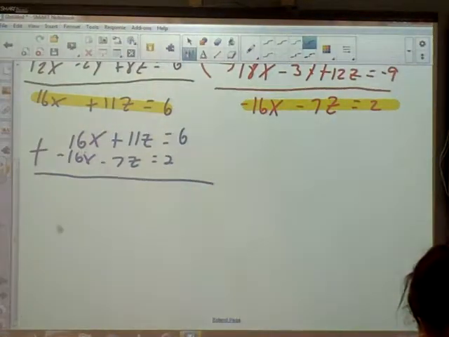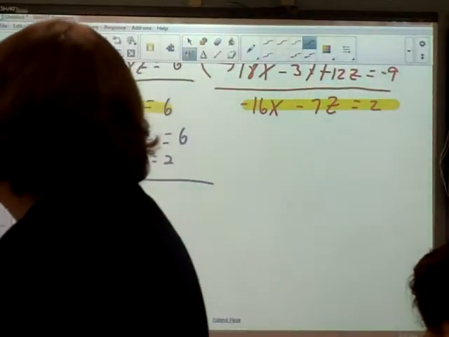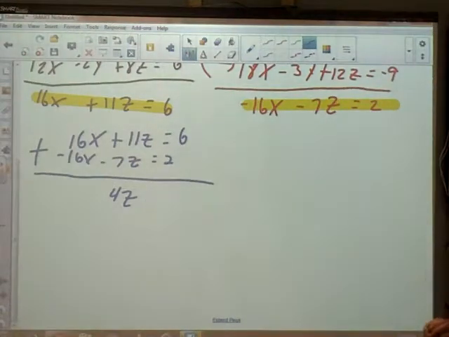So 16 plus negative 16 is nothing. What's 11z plus negative 7z? 4z. And what's 6 plus 2? 8. So what's z? 2. Yes. Good job.